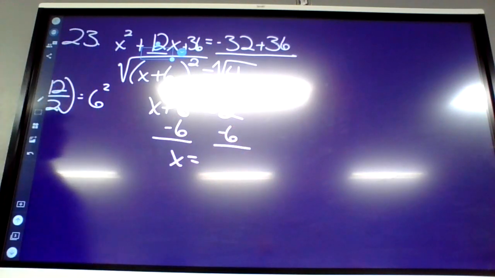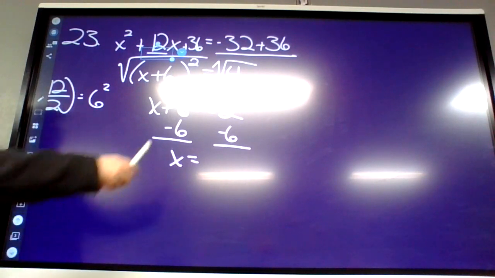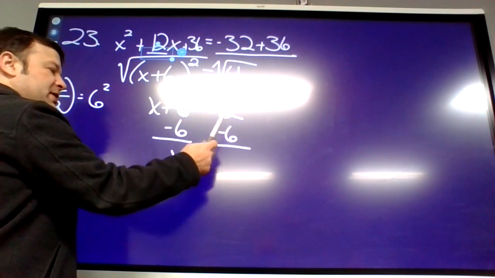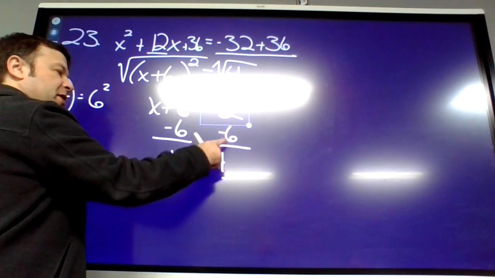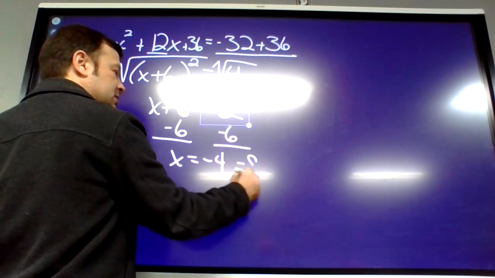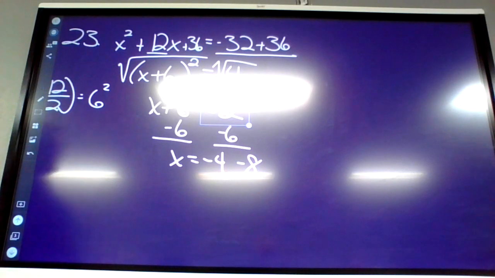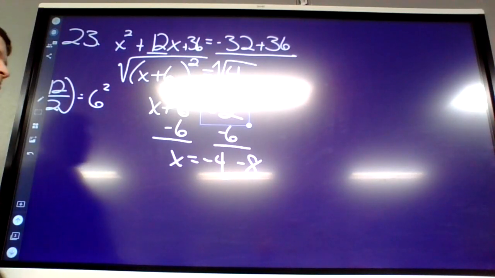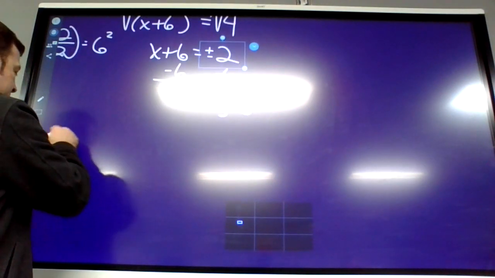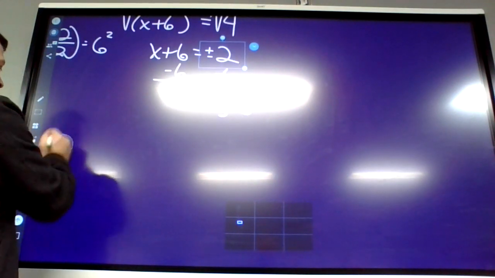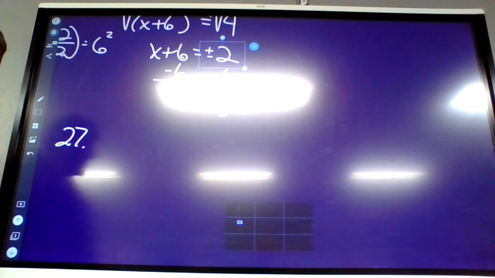Anyways, to solve for x, you subtract 6. So this is 2 minus 6, and it's negative 2 minus 6. There are 2 answers. Anyway, quadratic formula is generally better, so I didn't make us do that very much. There are some cases where you kind of have to use that. But let's skip 25. We'll call that good.